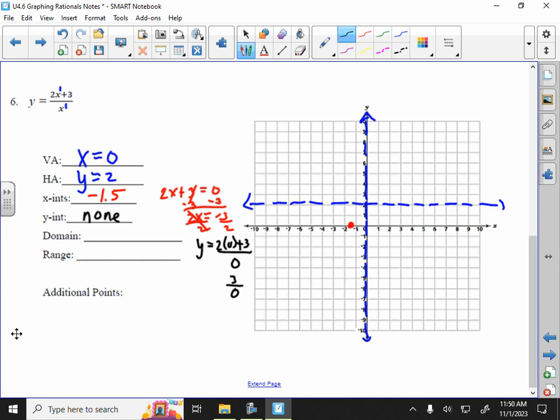Domain, again, based off the vertical asymptote. So -infinity to 0, union 0 to positive infinity. Range, based off the horizontal asymptote. So -infinity to 2, union 2 to positive infinity. All right, so now we'll make our XY table.